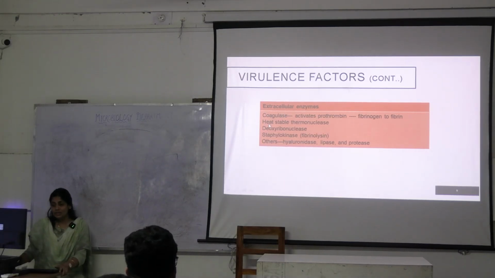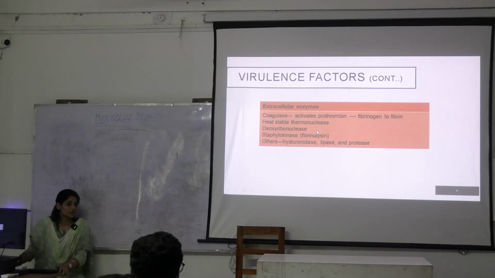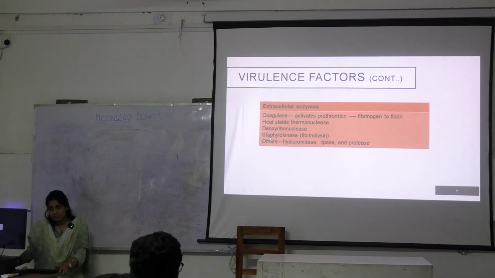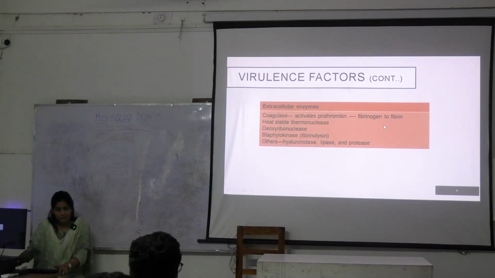Then there are heat stable thermonuclease and deoxyribonuclease. These two enzymes are specifically secreted by Staphylococcus aureus. Okay, that's how we can differentiate them from other staph. Then there are staphylokinases. As the name suggests, fibrinolysin. What is this causing? This is releasing that clot that was formed, and later this staphylococcus travels in other parts of the body through the bloodstream, right? So it will help the hematogenous transfer of this bacteria, right? So it will transfer to other parts of the body and cause infection.